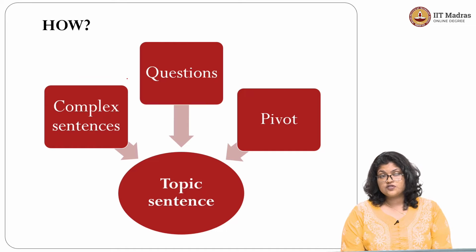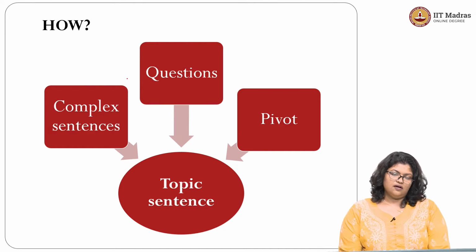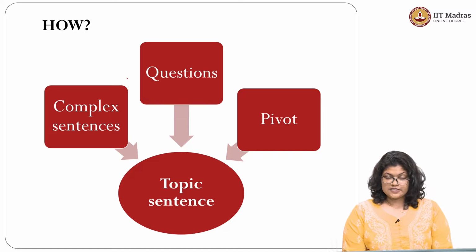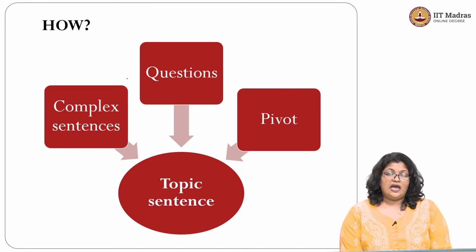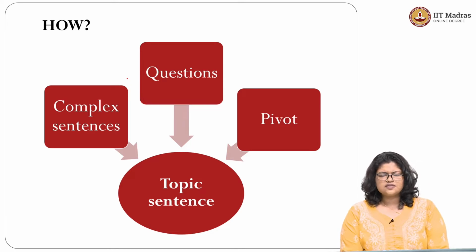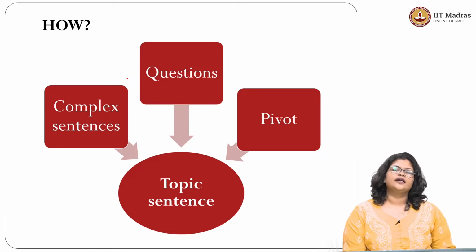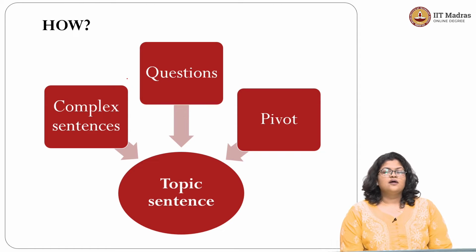What are the forms in which they can appear to you? Now, the first is complex sentences. You already know what complex sentences are. Complex sentences are the combination of a dependent clause and an independent clause, which means any complex sentence is going to have at least one independent clause and one dependent clause, right?